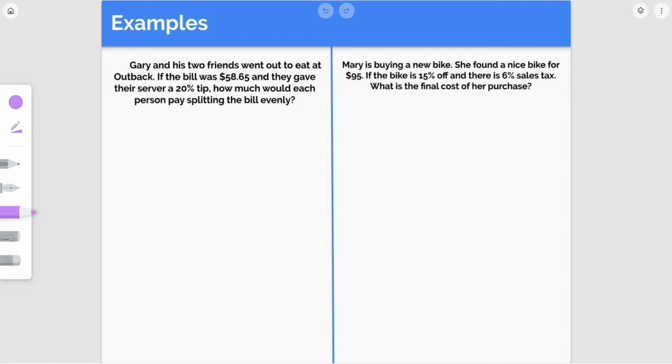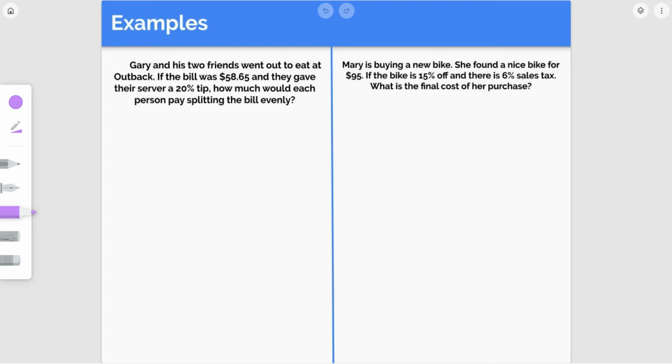Gary and his two friends went out to eat at Outback. If the bill was $58.65, and they gave their server a 20% tip, how much would each person pay, splitting the bill evenly? So these are some multi-step problems that you're going to have to solve using the skills you've learned in the last few days. So if we think about a tip, that's extra money you are giving the server.